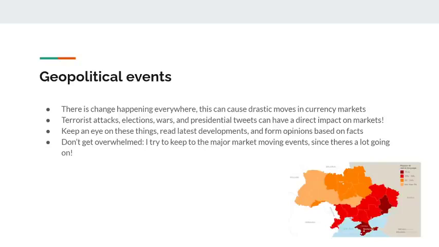So I'll look at all this stuff first. I'll have an overall view of what I'm bullish on and what I'm bearish on. Am I bullish on the US dollar? Am I bullish on the pound? And then from there, I will look for technical setups that match up with my criteria.